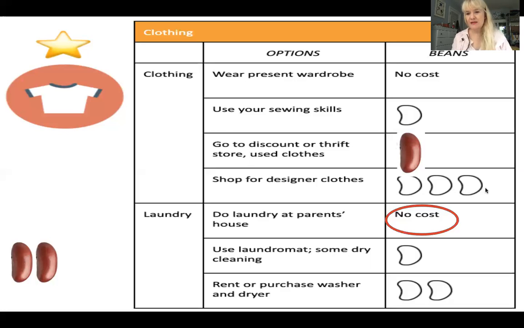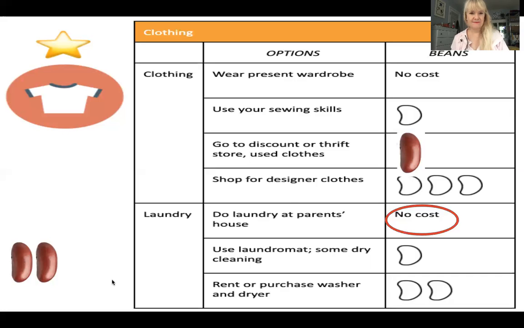That costs 1 bean. And the other choice here is shop for designer clothes. That means go to very expensive stores. That costs 3 beans. Okay, for the laundry options, it says do laundry at your parents' house. That costs nothing. That's the one I chose. Or go to the laundromat and occasionally dry clean something. That costs 1 bean. Or rent or purchase a washer and dryer to have in your house. That costs 2 beans. All right, let's go to the next slide.